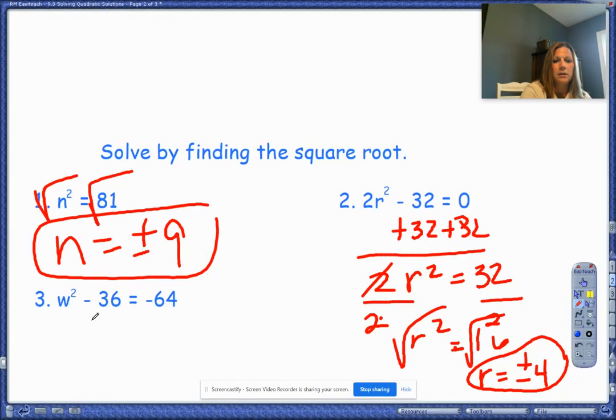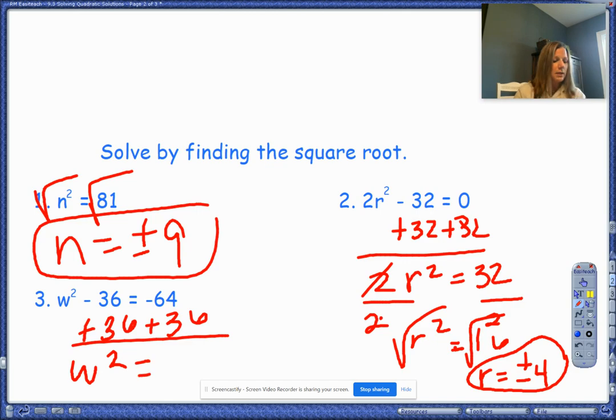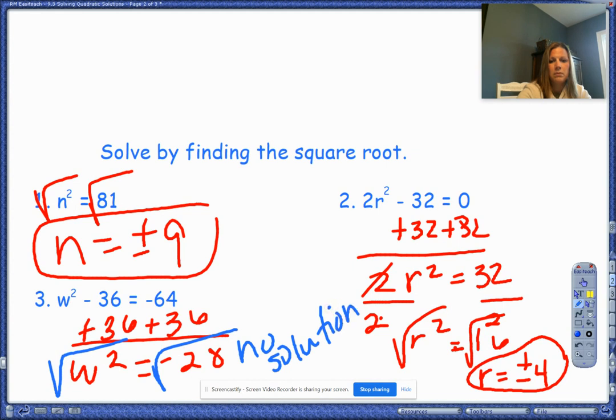Now let's look at the next one. If I add 36 to both sides, I would have w squared equals negative 64 plus 36. Negative 64 plus 36 is negative 28. And I cannot take the square root of a negative number. So I know that this answer is going to be no solution. That means my parabola does not cross the x-axis on that problem if I were to graph it.